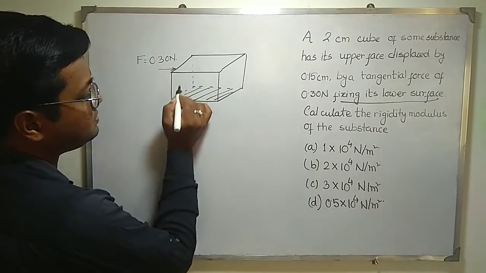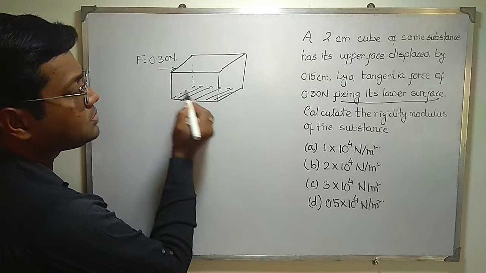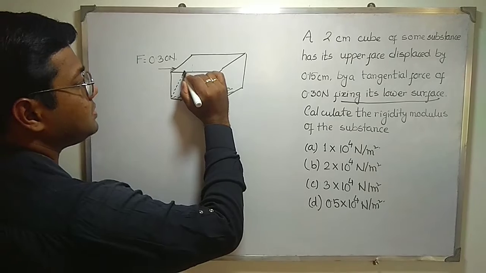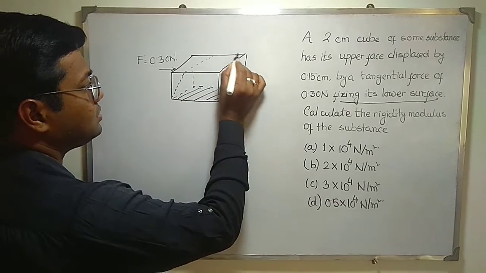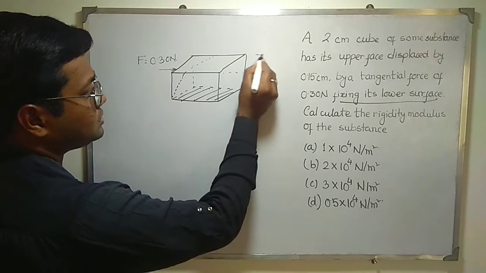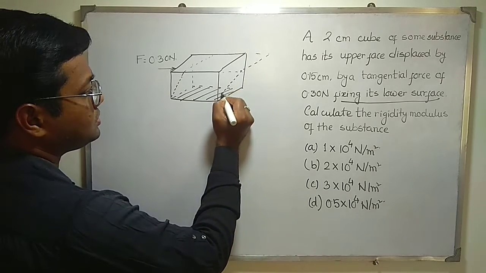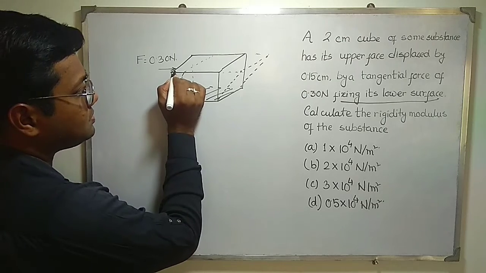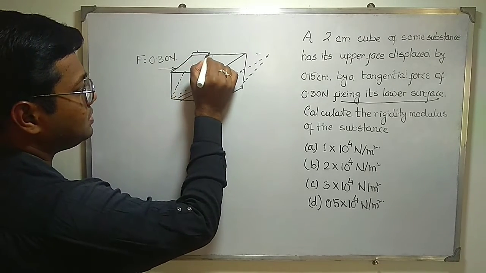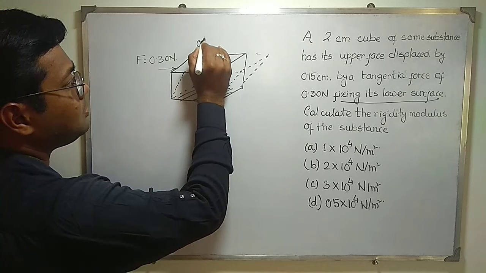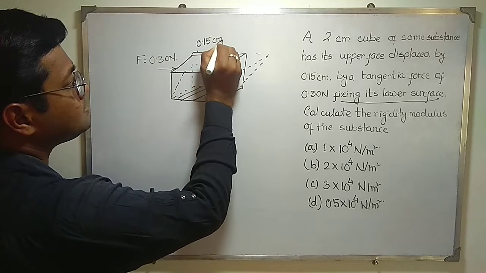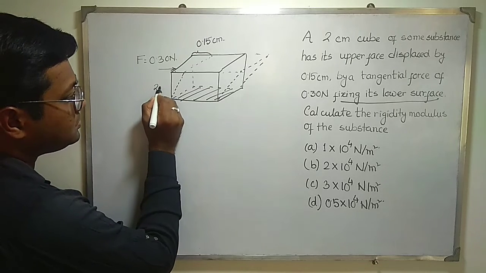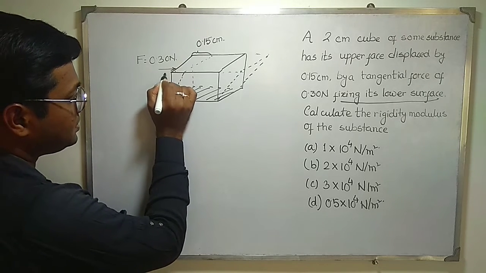Upper surface, it is displaced because the lower surface is fixed, so it is not displaced. So the upper surface, let us consider it is displaced from its position, and if I try to draw, then this dotted one will basically show its displaced position. Okay, so this displacement is 0.15 centimeter. The length of the cube is 2 centimeter.